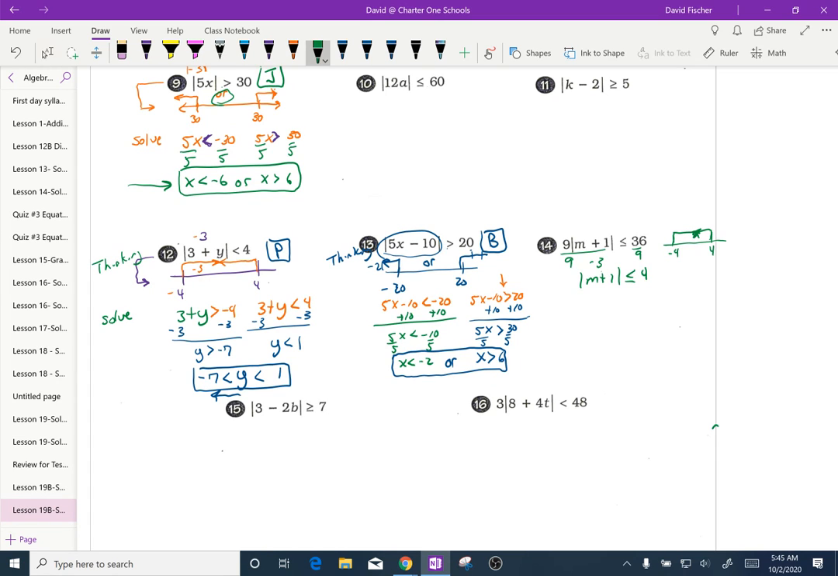So again, when it's a less than symbol, you'll see over here on number 12, we had a less than, we had an and statement. So I know this is going to be an and statement. The lines are going to go towards each other.